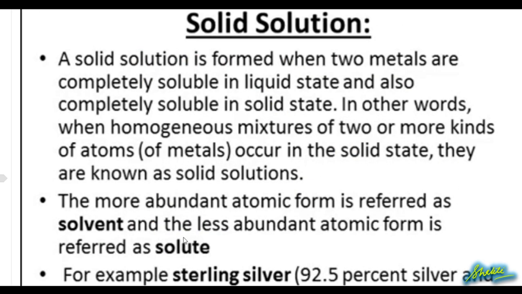Now, solid solutions. A solid solution is formed when two metals are completely soluble in liquid state and also completely soluble in solid state. In other words, when a homogeneous mixture of two or more kinds of atoms of metal occur in solid state, they are known as solid solutions.